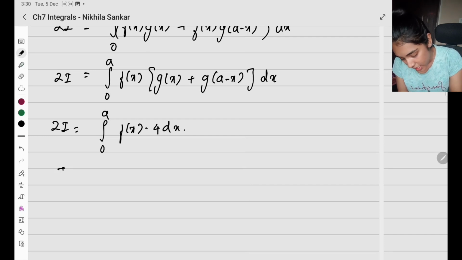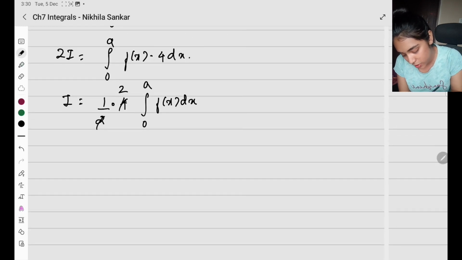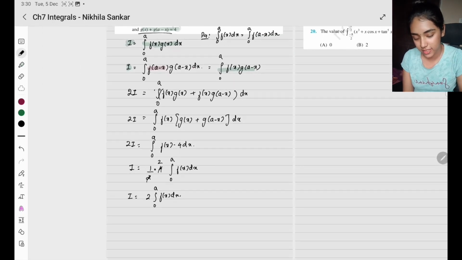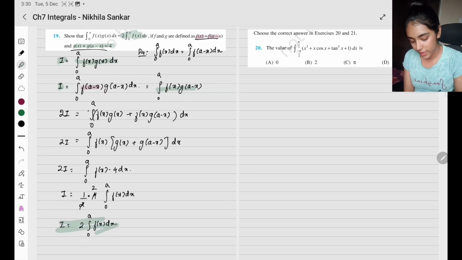So I have I equals 1 by 2 times 4, which is a constant, integral 0 to a f of x dx. When I cancel these two, I'll be left with 2. So I equals 2 times integral 0 to a f of x dx. Okay, and hence proved. This is what is asked in the question. They are asking us to prove that it's 2 times integral 0 to a f of x dx. So I have proved that. Okay, please copy.